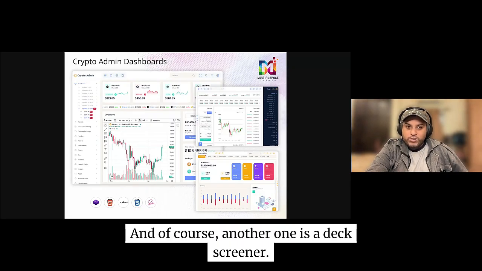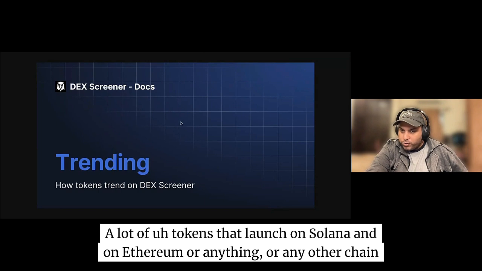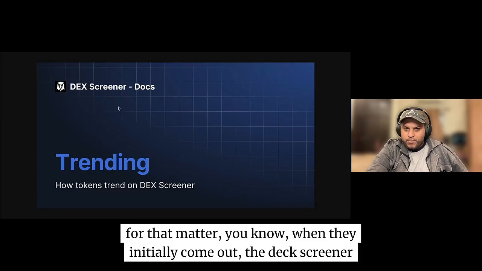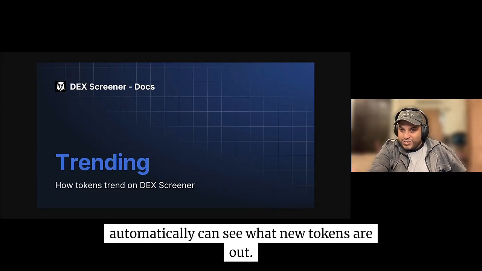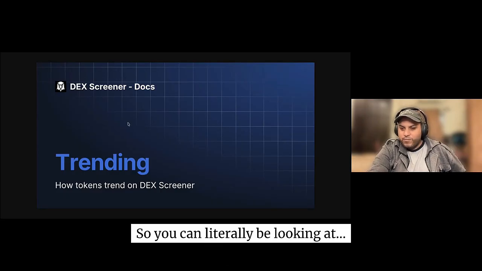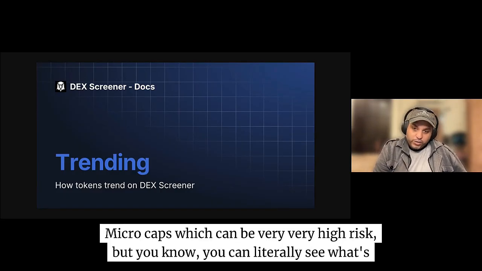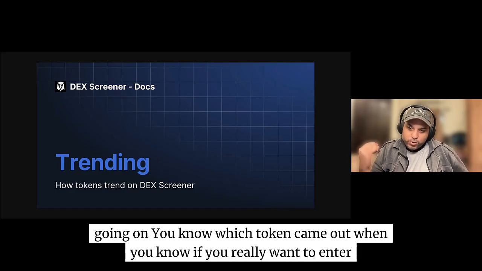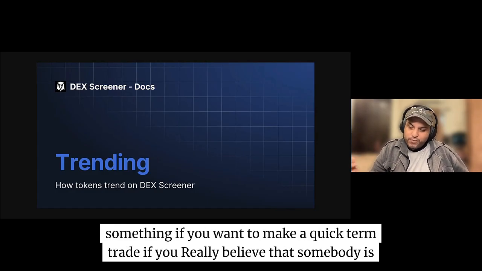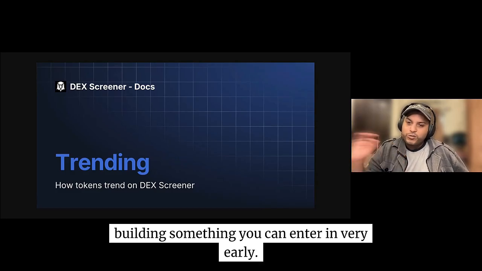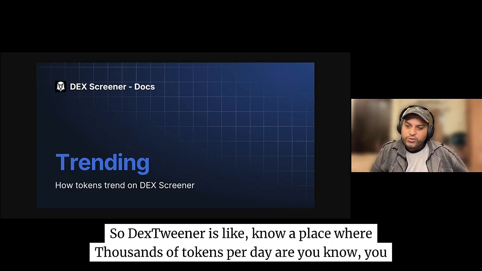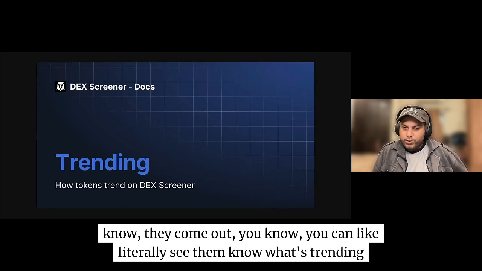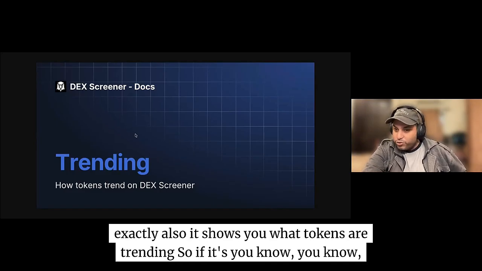And of course, another one is Dex Screener. A lot of tokens that launch on Solana, on Ethereum, or any other chain for that matter, when they initially come out, Dex Screener can automatically see what new tokens are out. So you can literally be looking at micro caps, which can be very high risk, but you can see which token came out when. If you want to make a quick trade, or if you really believe somebody is building something, you can enter very early. Dex Screener is a place where thousands of tokens per day come out. You can literally see what's trending.